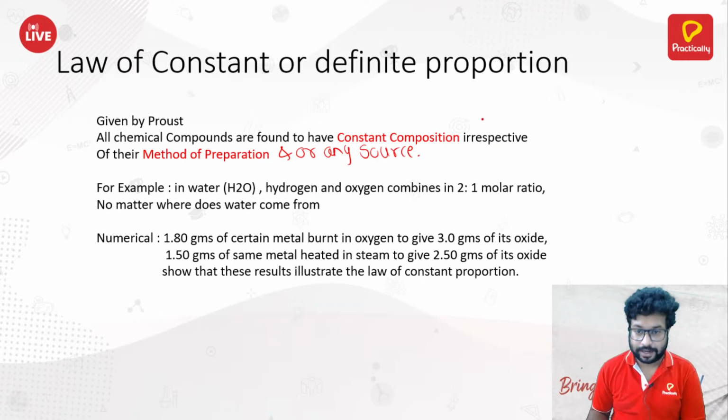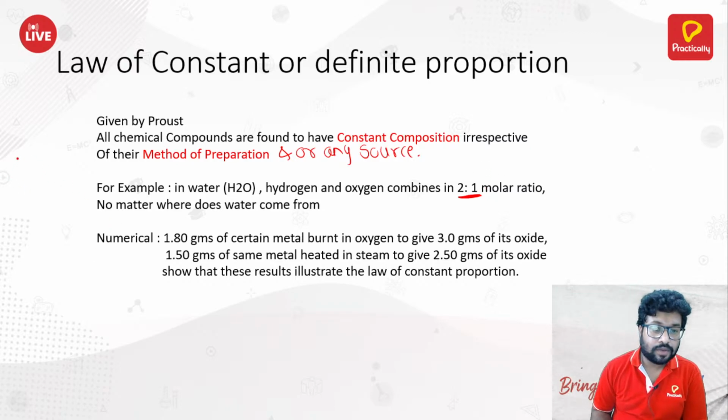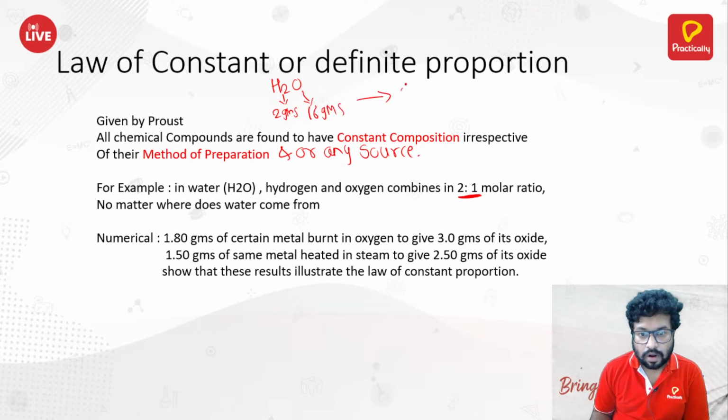That means if you have water, let's take the example of water only. In water, hydrogen and oxygen are combined in the ratio 2:1. If you take water, the hydrogen is 2 grams, right? Oxygen is 16 grams, right? So if you take the ratio of 2:16, you will get the simplified ratio as 1:8.